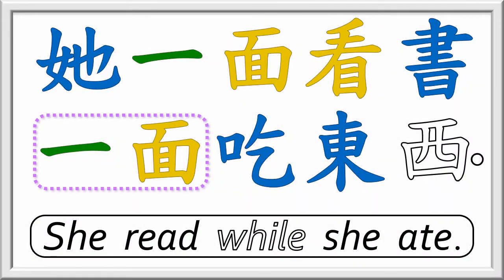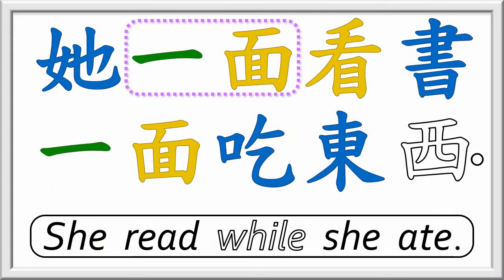Here's another sentence. 他一面看书, 一面吃东西. She read while she ate. Our next examples are related to the concept of face, meaning one's personal self-respect in his or her community. Saving face is all important in society, especially avoiding personal embarrassment.